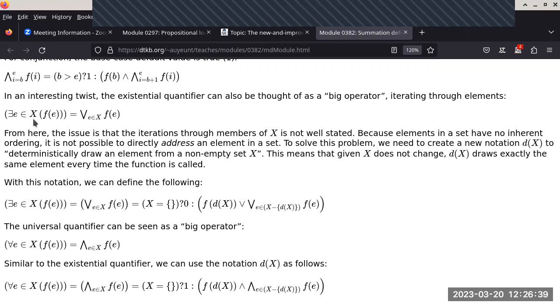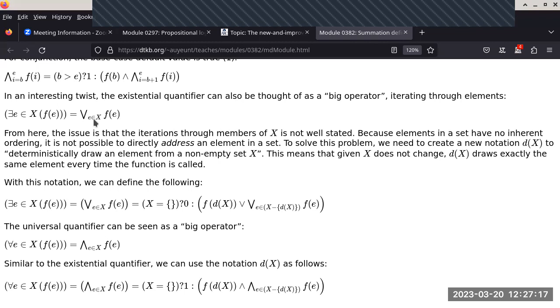So it is sort of like asking for the big OR notation, for every element E in X, of every single f of E. So it really is the same thing. But once again, we don't have a definitive way of saying this. For instance, if X as a set has elements 1, 2, and 3, it really is asking f of 1 or f of 2 or f of 3. That's what it's asking, okay?